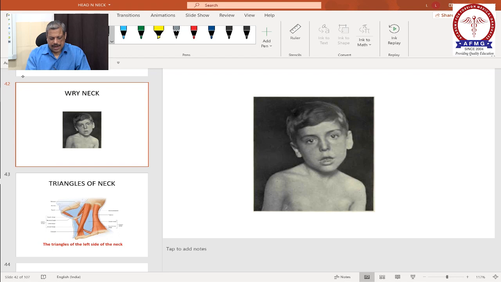First, see this is the wry neck. The question: identify this is the wry neck due to the shortening of the sternocleidomastoid muscle. The deformity is like this, neck tilt on the same side.